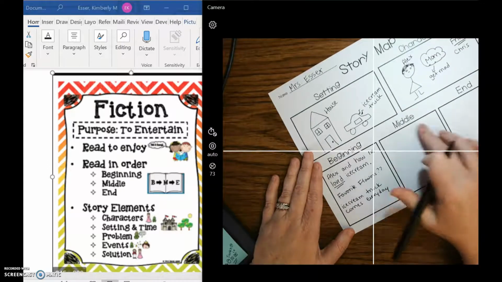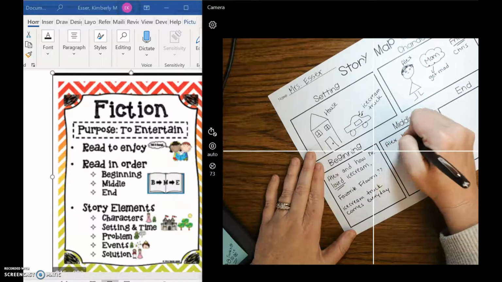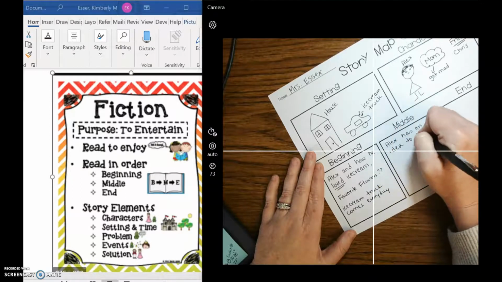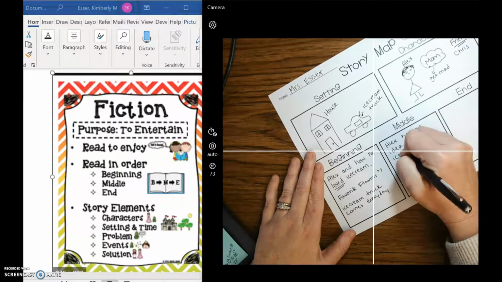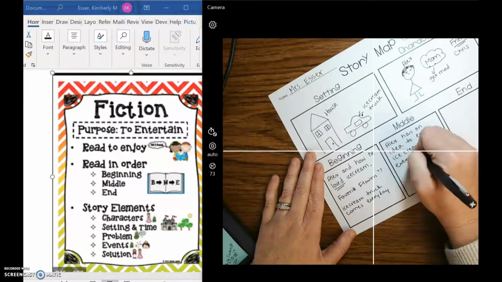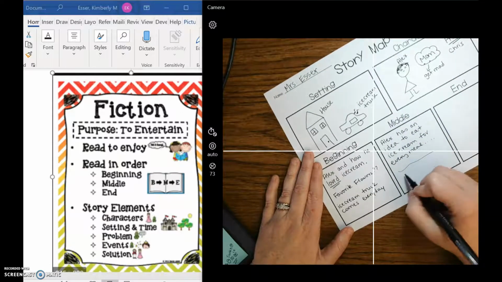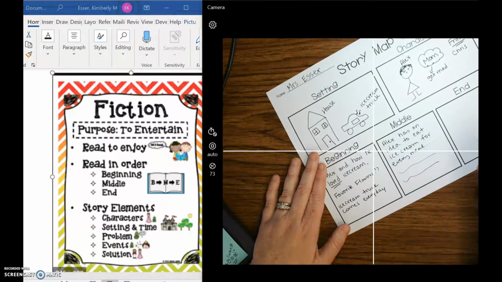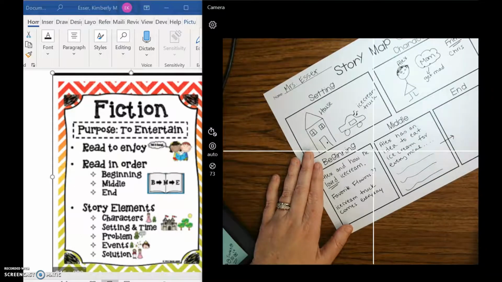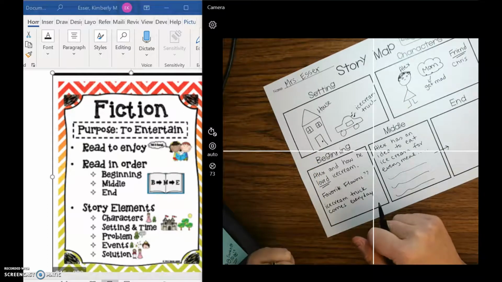All right, so maybe in the middle is when Alex has the idea to eat ice cream for every meal, okay? And then, of course, something else is going to happen. He's probably going to get sick. His mom's probably going to get mad at him, okay? And then all of this is going to lead to an ending. Do you think Alex is going to learn his lesson? I would think yes, okay?